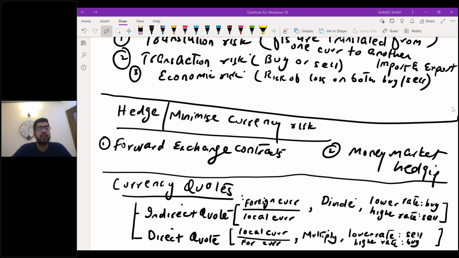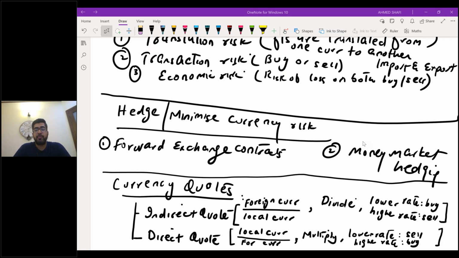Before that, I told you that there are three types of currency risk. Translation risk, which occurs when financial statements are translated or converted from one currency to another. Transactional risk on imports, exports, buying, selling, and economic risk when you get loss on both the transactions. The most commonly used methods of dealing with these risks are forward exchange contract and money market hedging. A forward exchange contract is basically where we fix this rate for the future. We will be doing that. Another way of dealing with it is money market hedging.